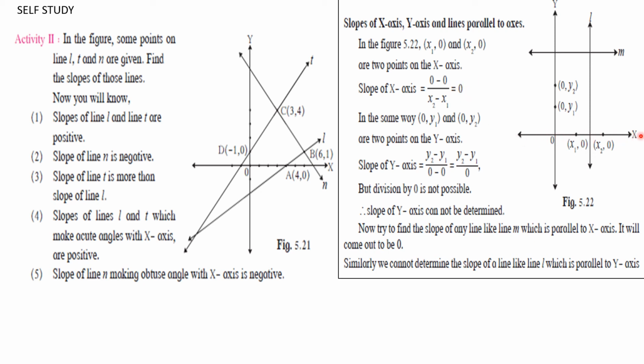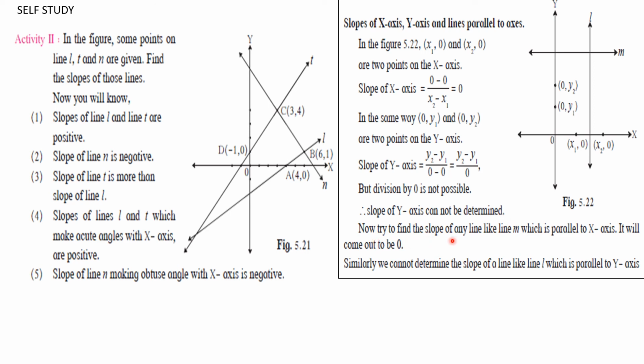No elevation over here. Now 0, y1 and 0, y2 are the 2 points on the y-axis. Find out the slope of the y-axis. Apply the formula that you have. It is the ratio of the difference in y coordinates, y2 minus y1, upon x2 minus x1, which is 0 minus 0. So division by 0 is not defined. So it's not possible. So the slope of the y-axis cannot be determined.